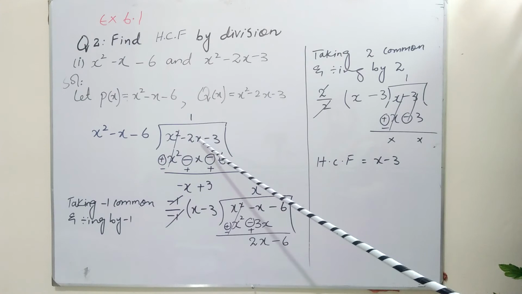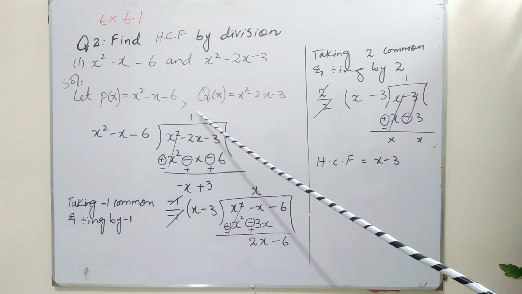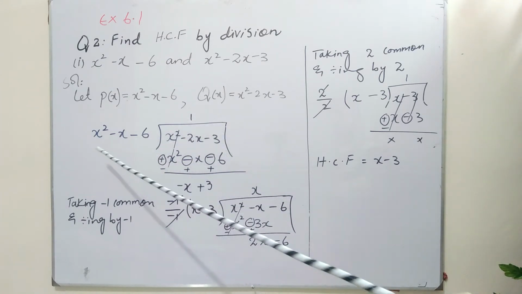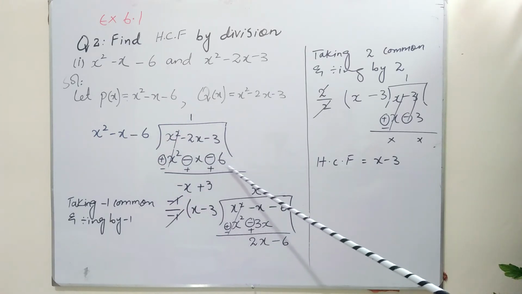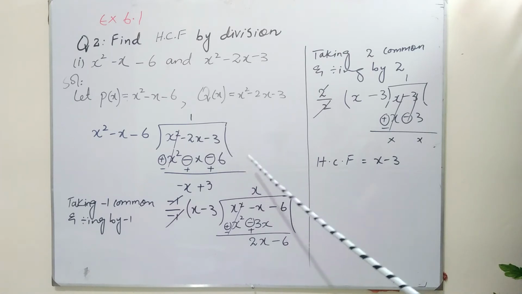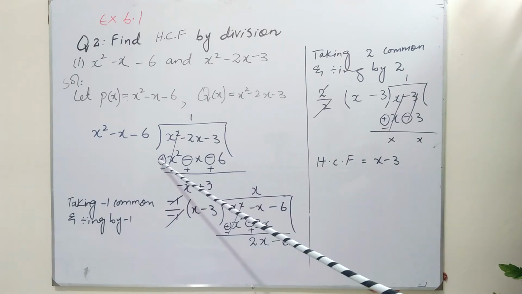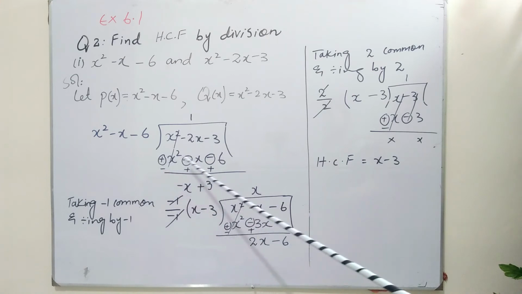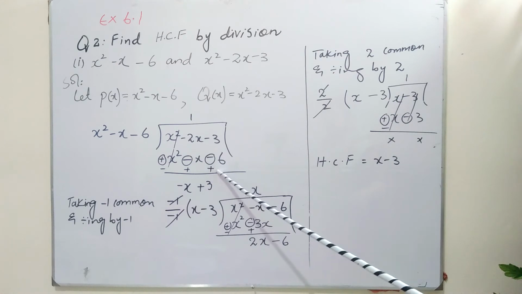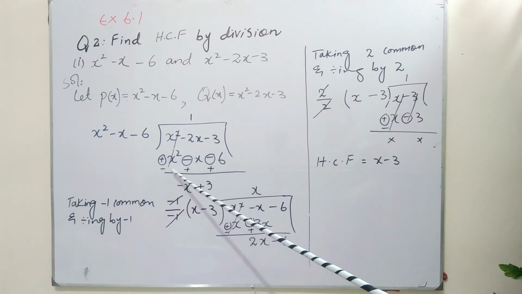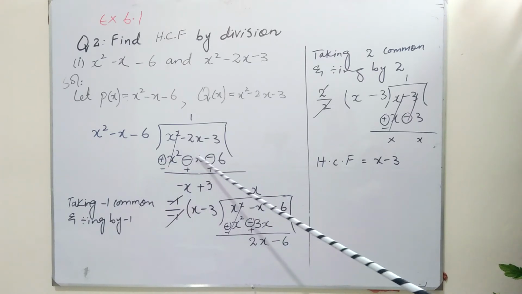Now dividing x square minus 2x minus 3 by x square minus x minus 6. We start with 1 because the degree is the same. When we multiply x square minus x minus 6 by 1, we get x square minus x minus 6. Now the next step in the division is to change the signs of these terms. This has a positive sign, it will become minus. This has a minus sign, it will become plus. This also has a minus sign, it will become plus. Now this x square is cancelled out with minus x square, and minus 2x plus x remains.